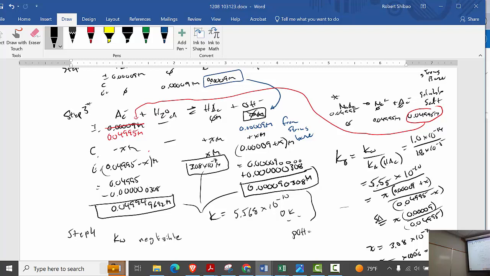So take quadruple 0.90308, take the log of that. I get a pOH of 4.044, which is going to give me a pH of 9.955. I'm allowed 2 sig figs, so I'm going to round this to 9.96.